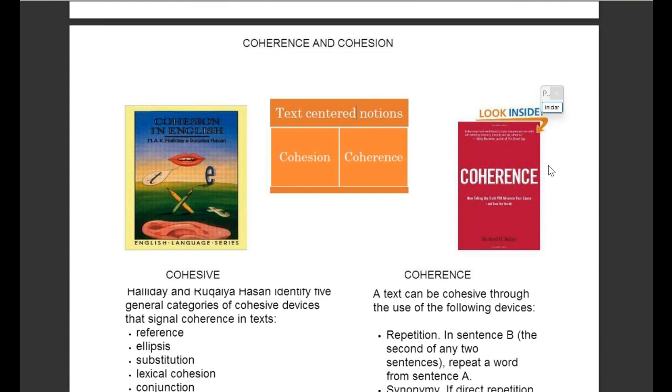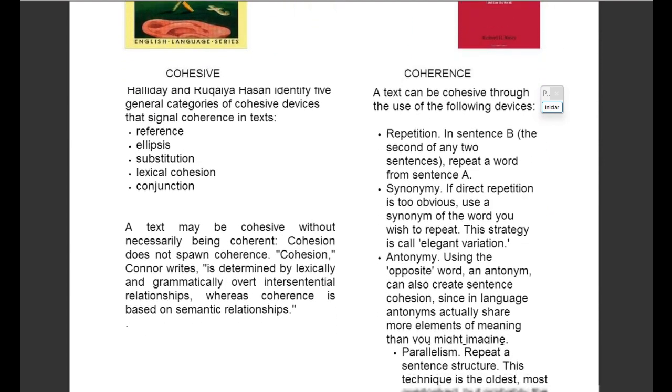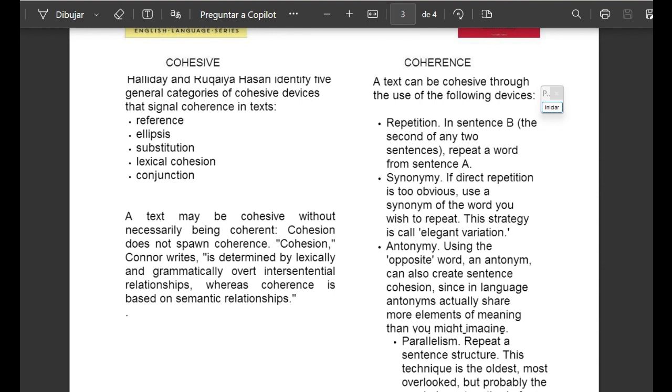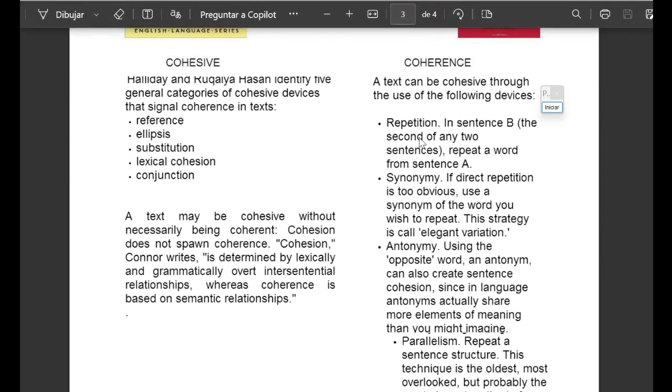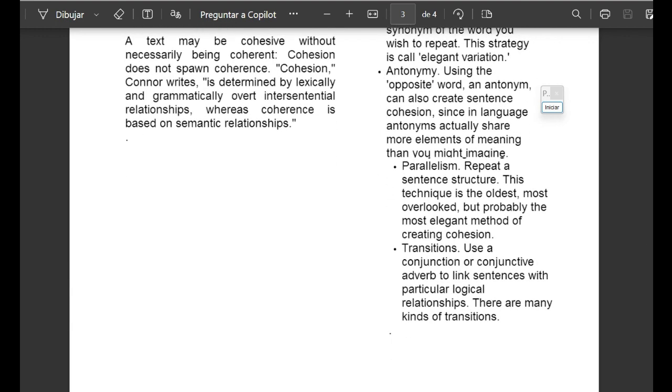We'll talk a lot about coherence and cohesion. Actually, they are the most important elements we can find in this kind of text. In the next lesson, we can talk about the two of them in more depth. But to finish this part, we can say cohesion has some devices or tools that could be named as reference, ellipsis, substitution, lexical cohesion, conjunction. Nevertheless, coherence has repetition, synonymy, antonymy, parallelism, and transitions.